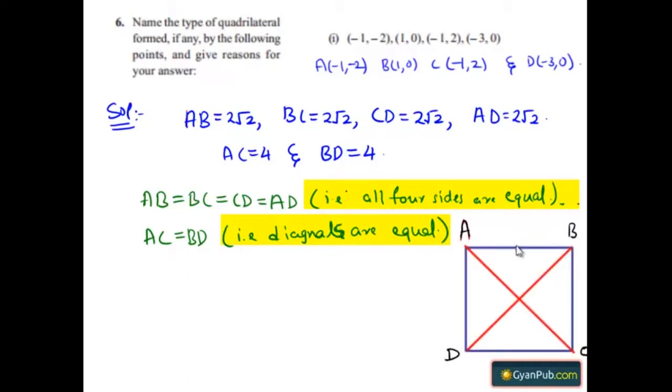If all the four sides AB, BC, CD and AD are equal and the lengths of the diagonals AC and BD are equal, we can say that the quadrilateral ABCD is a square.